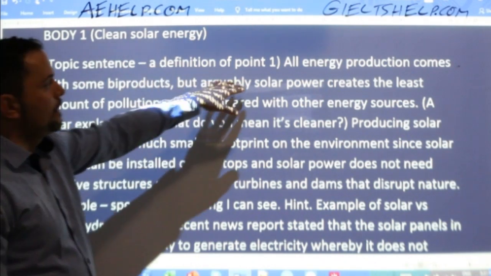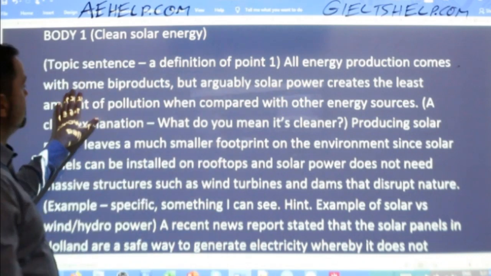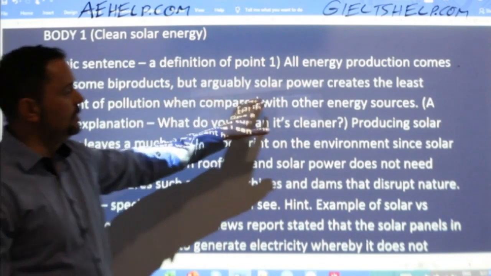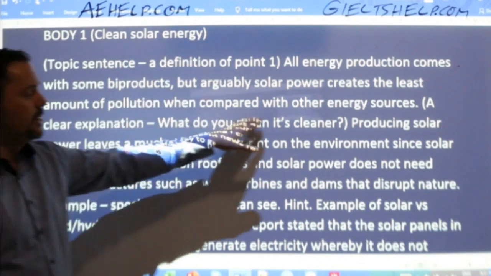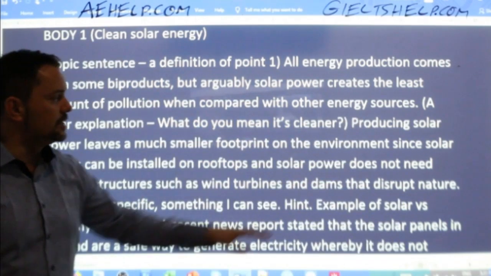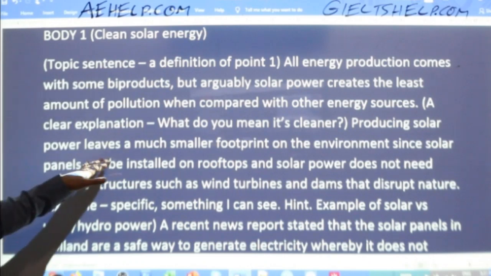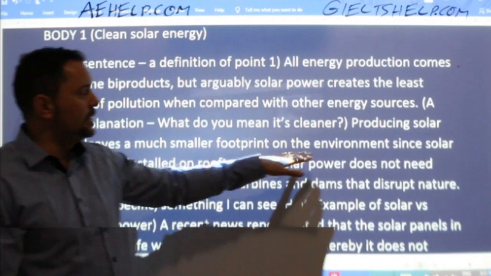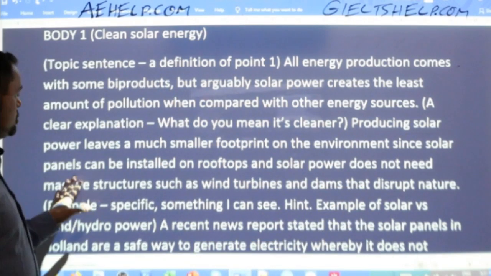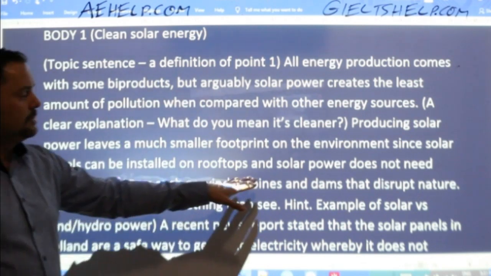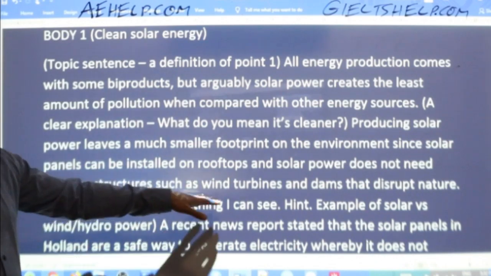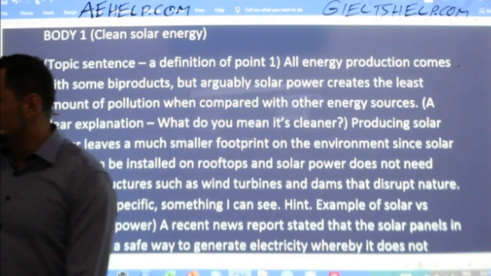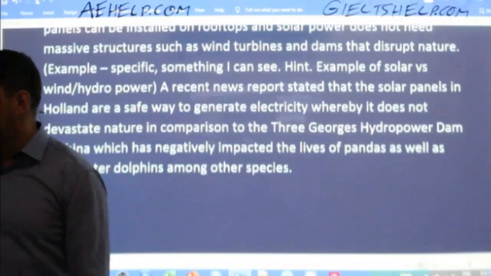So here we go. All energy production comes with some byproducts, but arguably solar power creates the least amount of pollution when compared with other energy sources. Producing solar power leaves a much smaller footprint on the environment since solar panels can be installed on rooftops and solar power does not need massive structures such as wind turbines and dams to disrupt nature.